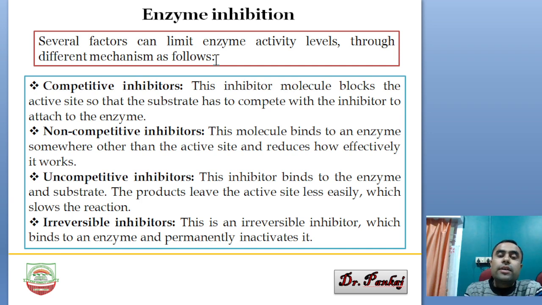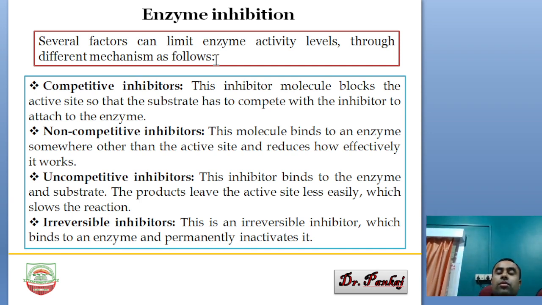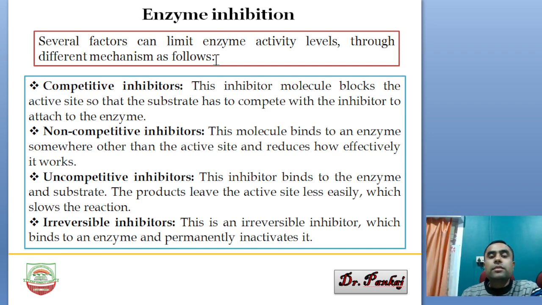There are different types of inhibitory mechanisms for one enzyme, and that is called enzyme inhibition. Several factors can limit enzyme activity levels through different mechanisms as follows. First one is competitive inhibitors. This inhibitor molecule blocks the active site so that the substrate has to compete with the inhibitor to attach to the enzyme. That is called a competitive inhibitor.